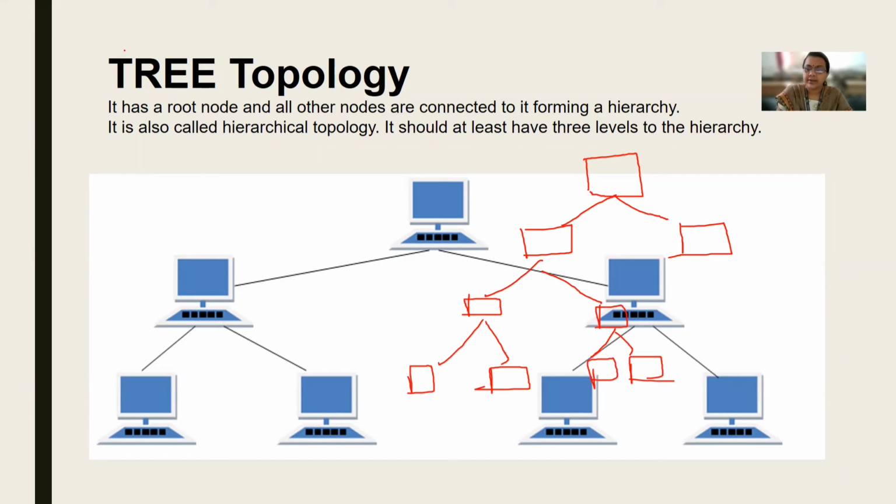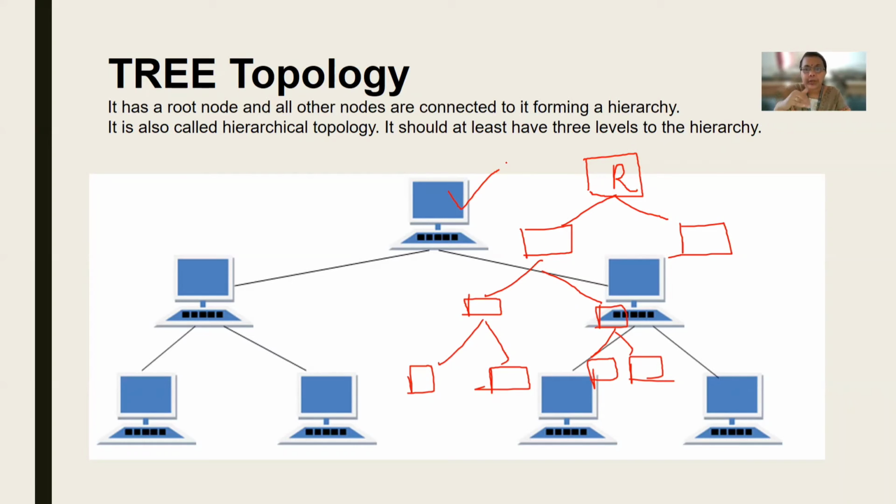So there will be a first node, that is called the root node here. See, this one is the root node. So there will be a first root node, and from the root node, all the nodes are connected as levels.